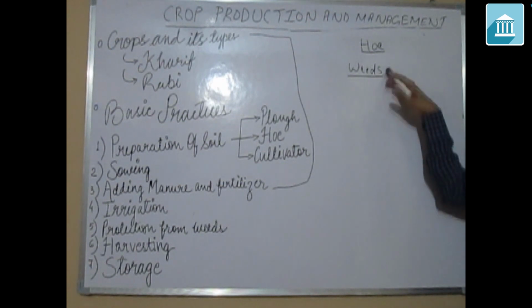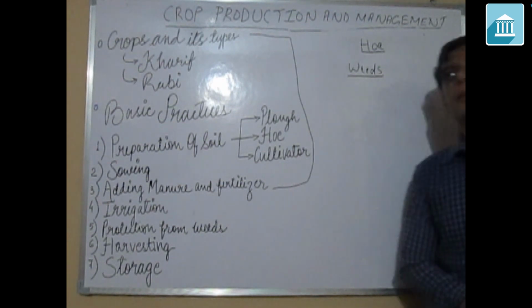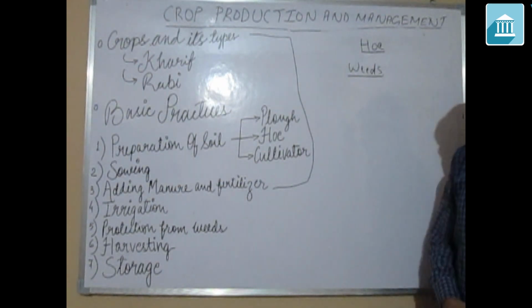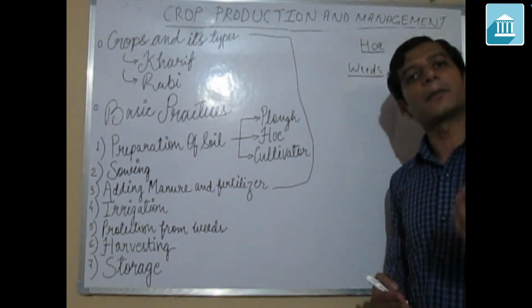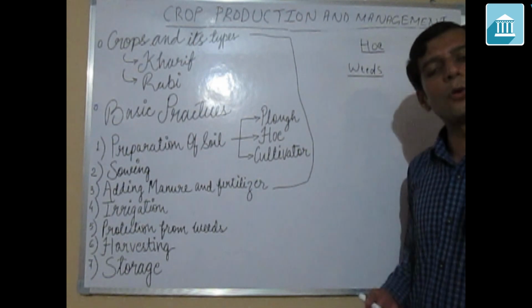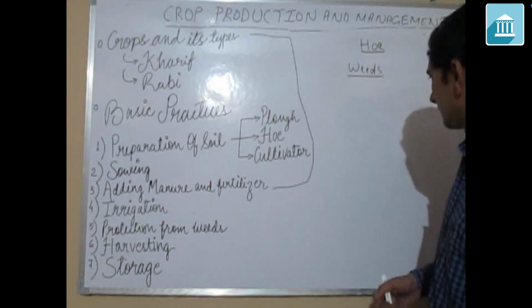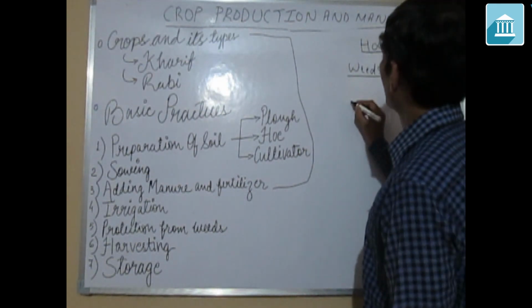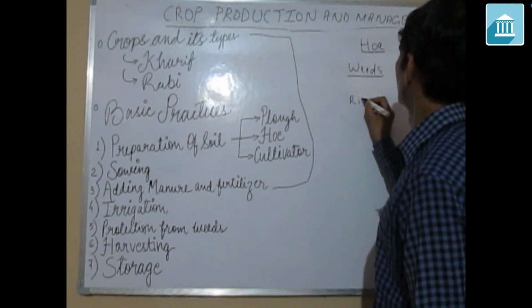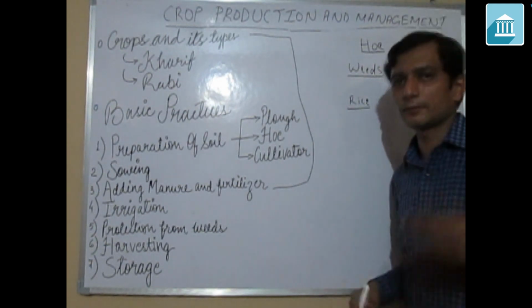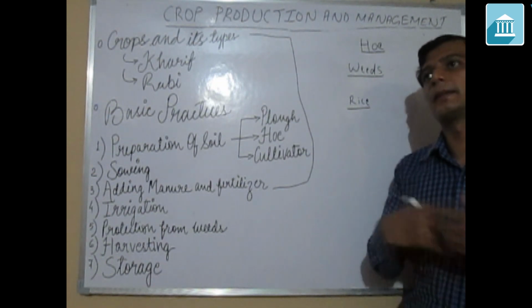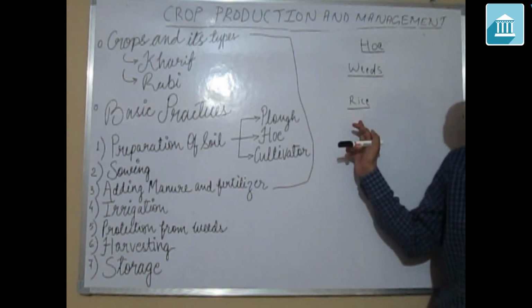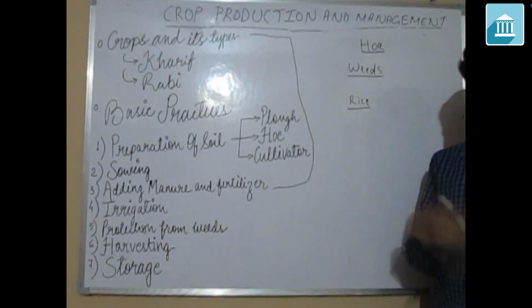Weeds. Okay, for removing the weeds. Now what are weeds? First of all, let me tell you. Weeds are the unwanted plants which are being grown with your own crop. For example, you might have grown rice. Okay, you might have planted a crop called rice.